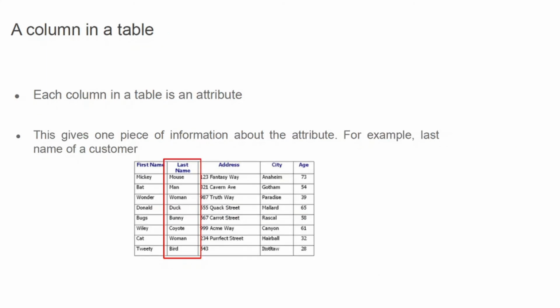Now let's try to see what a column means in a table. So the vertical section is a column. Each column in a table is also known as an attribute. So for example, the last name section over here is an attribute, is a column.